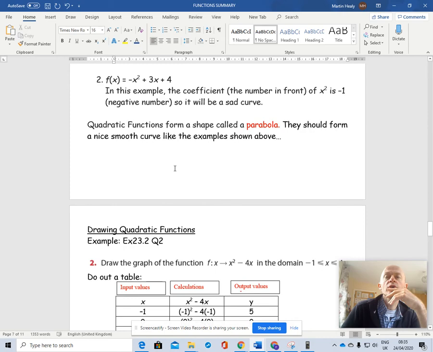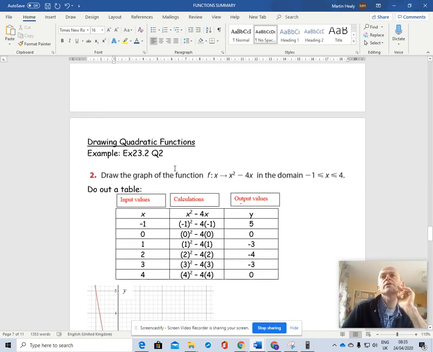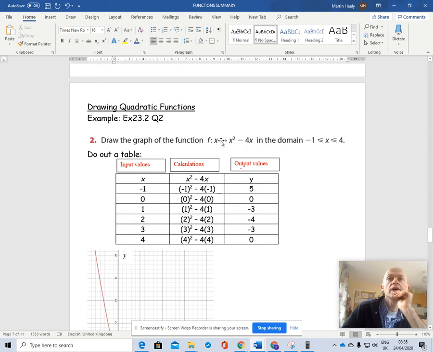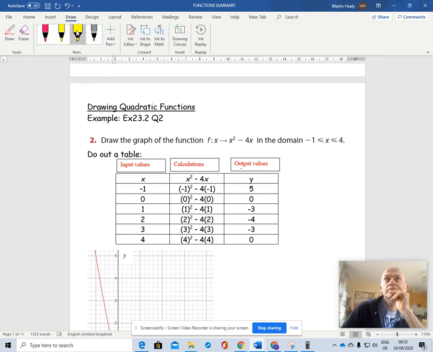Now, drawing quadratic functions is more or less the same as drawing linear functions, except in this case you do have to work out every value in the domain from -1 to 4, as in every integer, like -1, 0, 1, 2, 3, 4, to find out exactly where they go. So here's the domain again. There are your domain values. They go over here in the input value section. This is the bit you're interested in from the function notation: you're going to square the input and subtract 4 times the input. So you can do all your calculations there, and the output values then here.